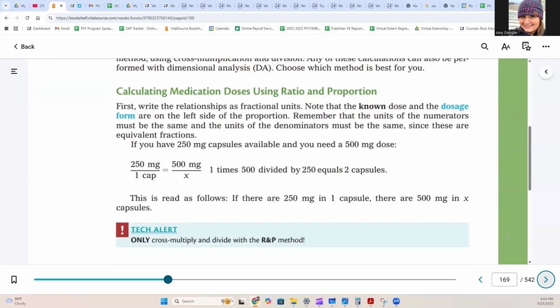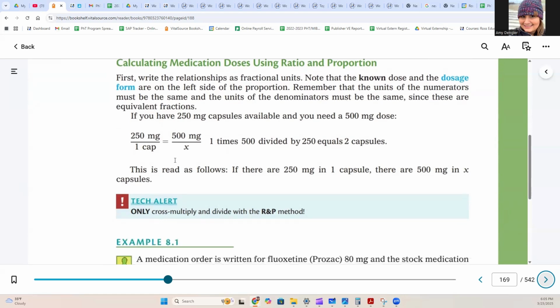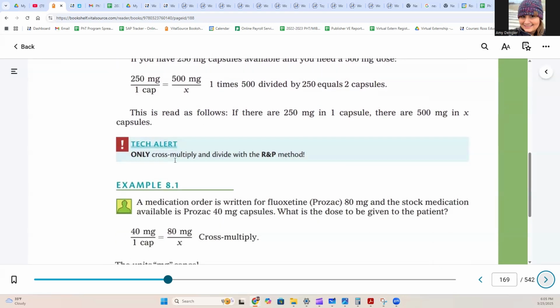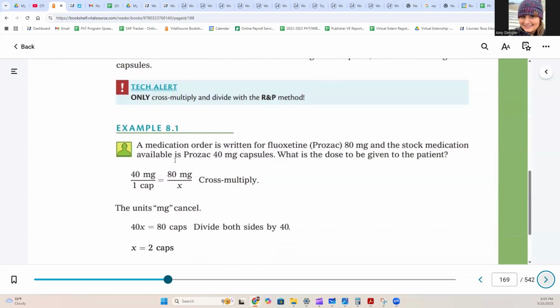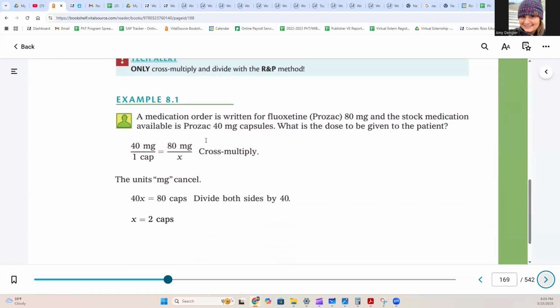So if you have 250 milligram capsules available and you need a 500 milligram dose, this is how you would set it up. And this is read as follows. If there are 250 milligrams in one capsule, then there are 500 milligrams in X capsules. And that is what we would do to figure that problem out. We are going to go ahead and do example 8.1, which is the same type of problem.